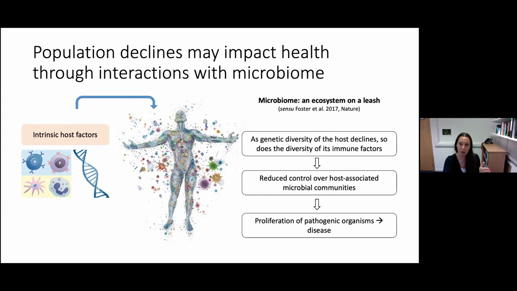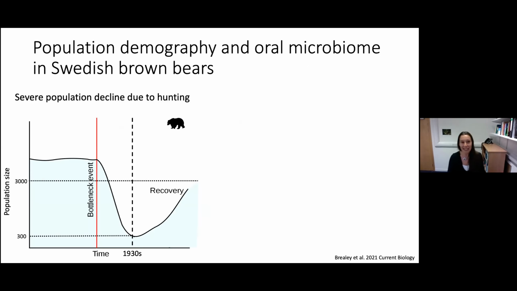So if that were true, we should see an increase in disease in those host populations that go through population declines, and we should be able to characterize pathogenic organisms in their microbiome. And again, this is where Swedish brown bears come in handy, because they have experienced a severe population decline due to hunting. In about the 1930s, the population was down to anywhere between 300 and 130 individuals. It has recovered today to about 3,000 individuals, but this 1930s population low seems to have been a true low.